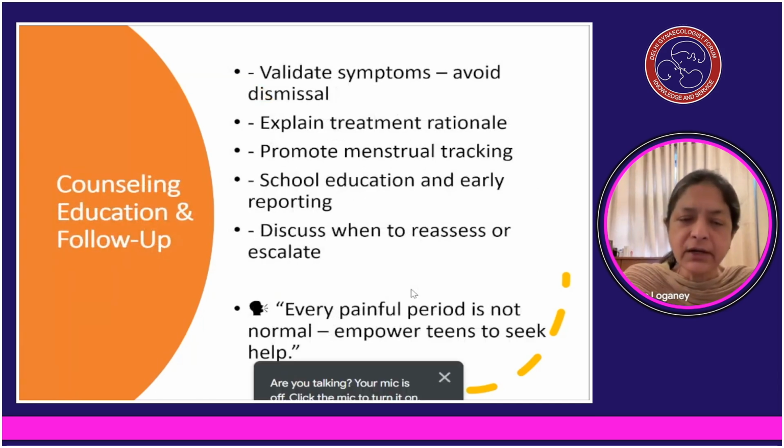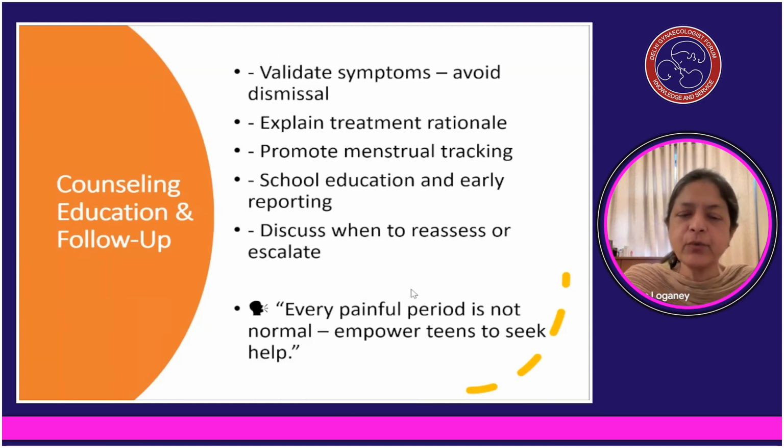So once we have started our patient on lifestyle management, exercise, all the painkillers or the COCs, what is the further management? Validate symptoms and avoid dismissing the patient's complaints as just dramabazi. That is what we should be avoiding. Explain the treatment rationale. Promote menstrual tracking. School has a lot of role to play in helping the adolescent with her dysmenorrhea. Discuss with the patient and call her to reassess earlier, initially in 2 to 3 months, and then if things are settled, every 6 months. Every painful period is not normal. Empower our teens to seek help.